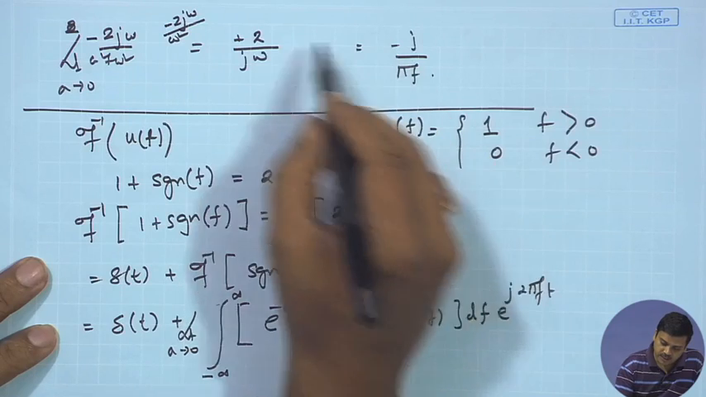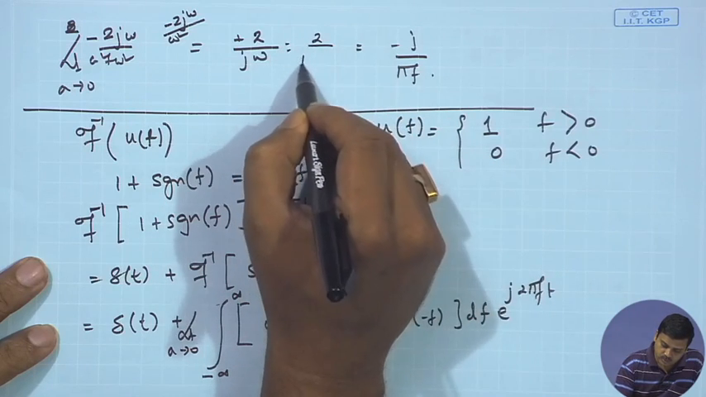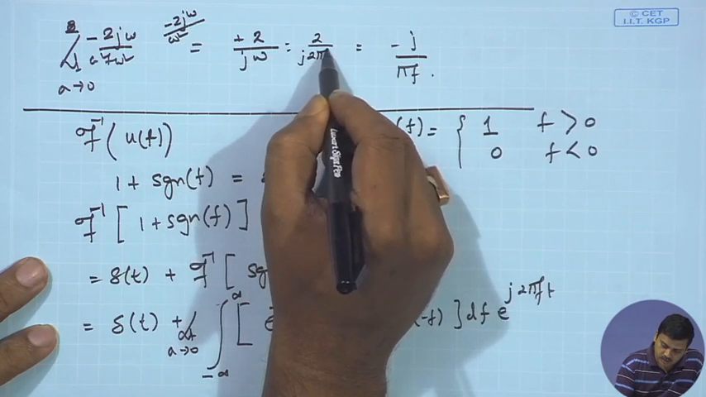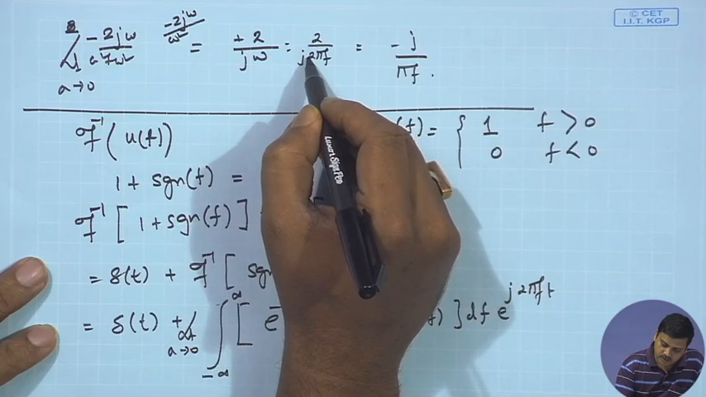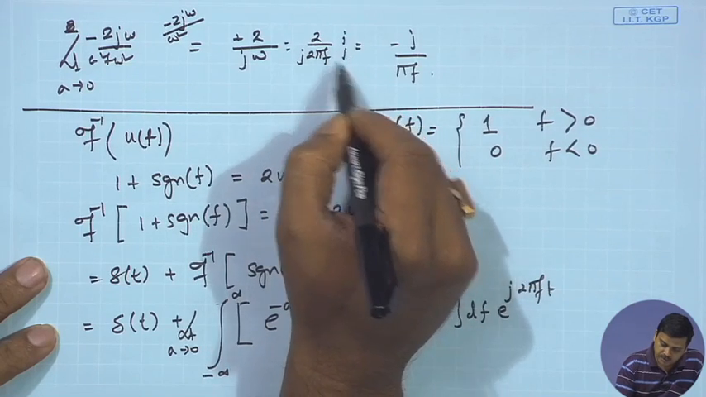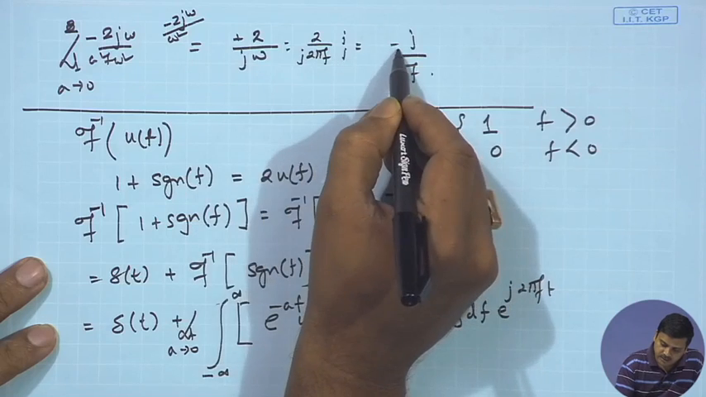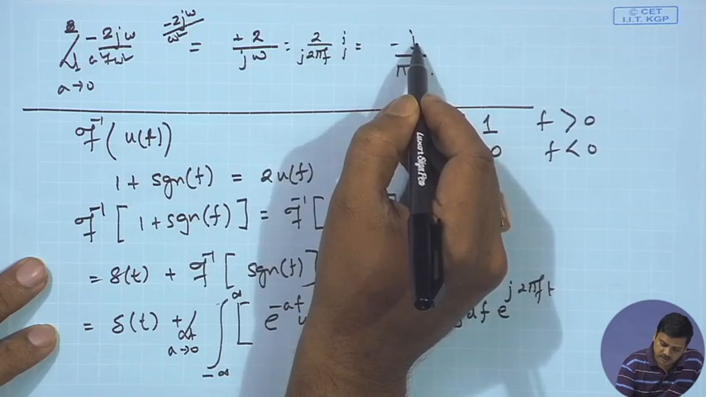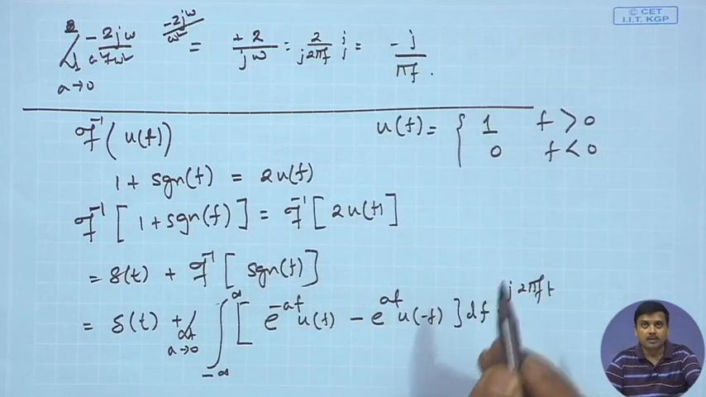So, that will result here, because you have 2 by j 2 pi f. This 2 and this 2 cancel out. I again multiply a j in the numerator and denominator, and you are going to get a minus sign here. So, that minus sign and this j translate over here. That sets things proper in our relationships.